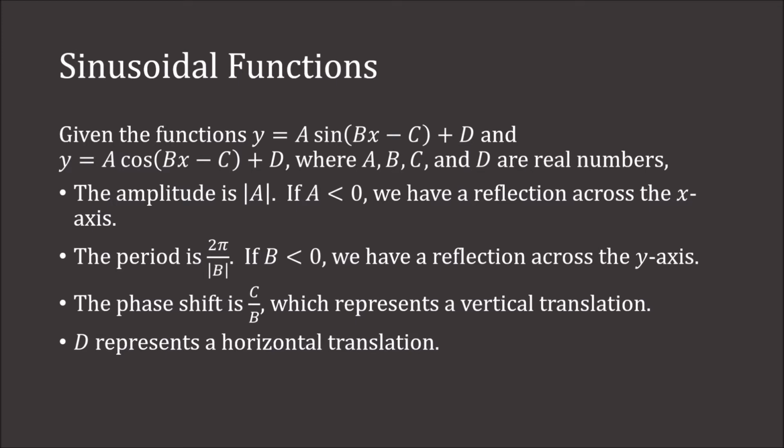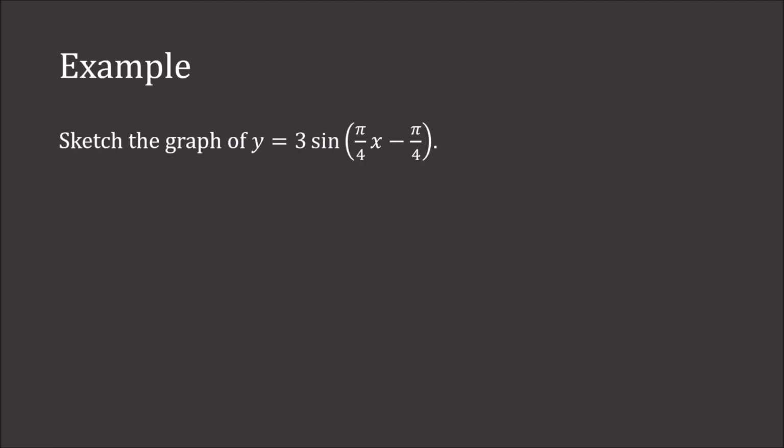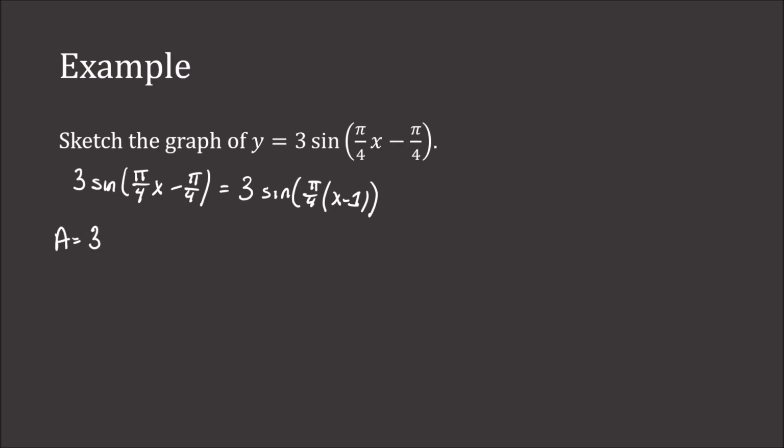And I'll let you read through that. We will now go ahead and sketch the graph of a sine function. So the first thing we want to do is rewrite 3 times the sine of pi over 4 x minus pi over 4 by factoring out that pi over 4. We're left with x minus 1. So the amplitude here is 3. The period would be 2 pi times 4 over pi, which is 8. We have a phase shift of 1. And we have no horizontal translation.